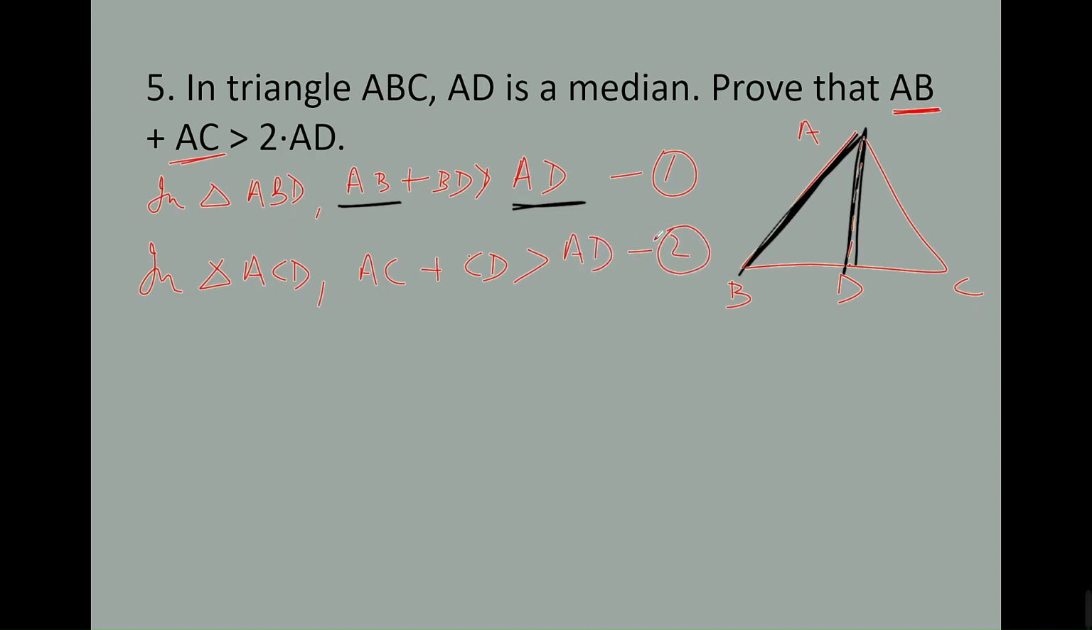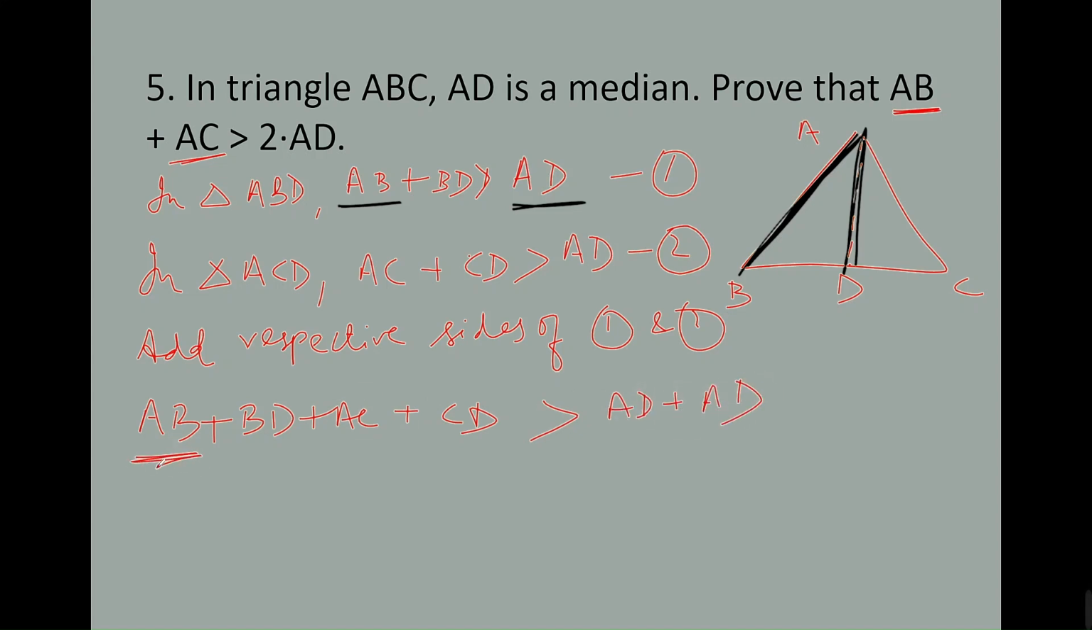Now, we will add respective sides of 1 and 2. So, it is AB plus BD plus AC plus CD, which is greater than AD plus AD.